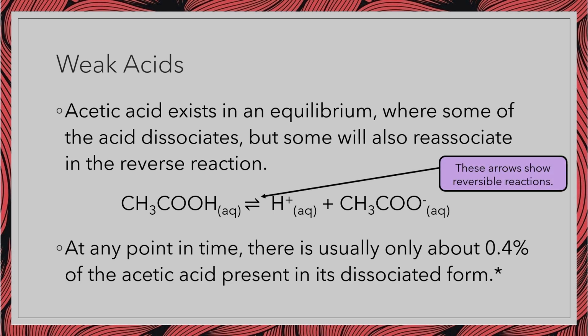Now, at any one point in time, there's usually only about 0.4% of the acetic acid present in its dissociated form, so as that acetate and H+. The change depends on a wide variety of factors, like how concentrated the solution is, the temperature, and all of that. But that's the average.